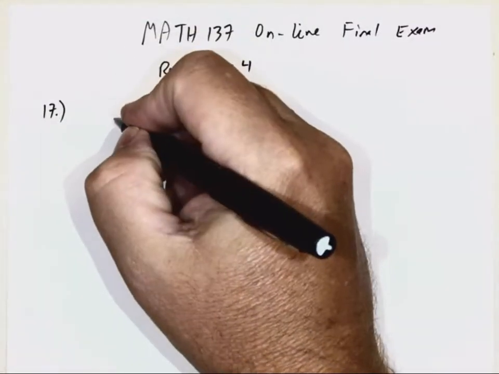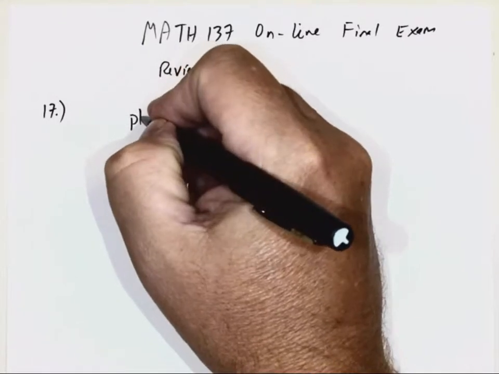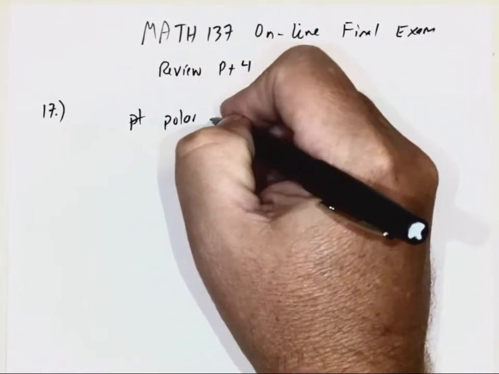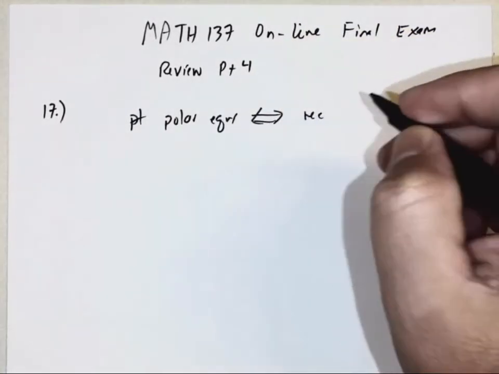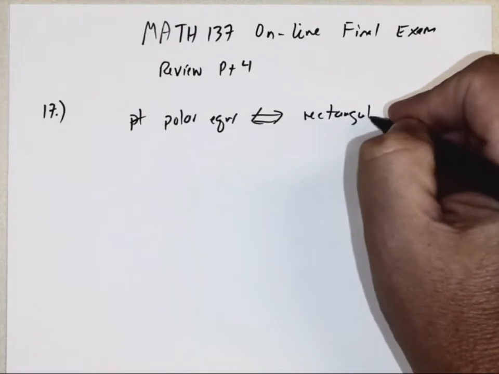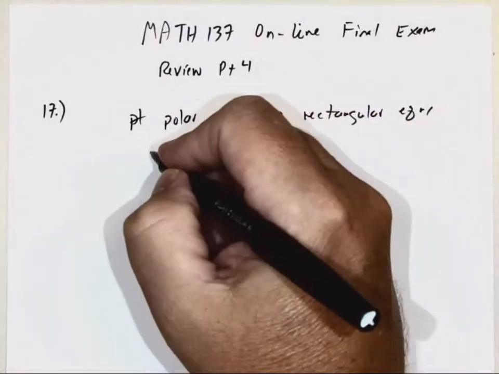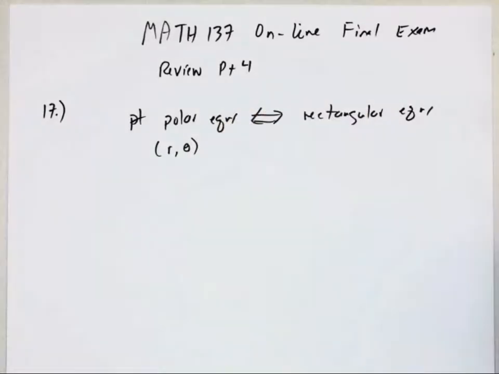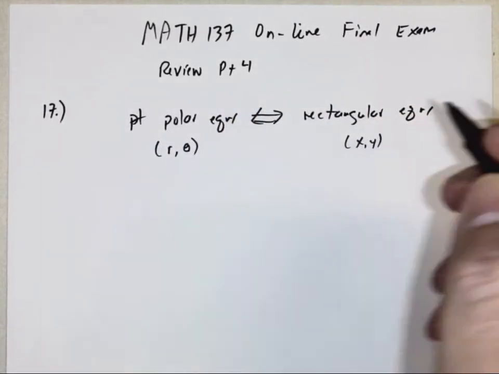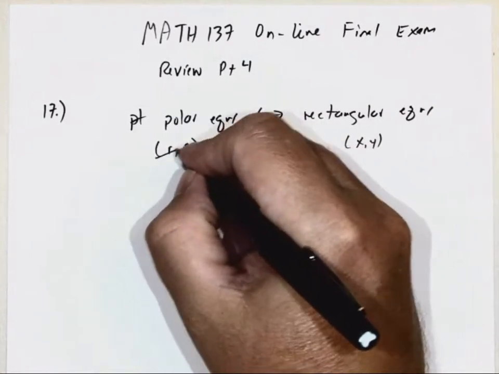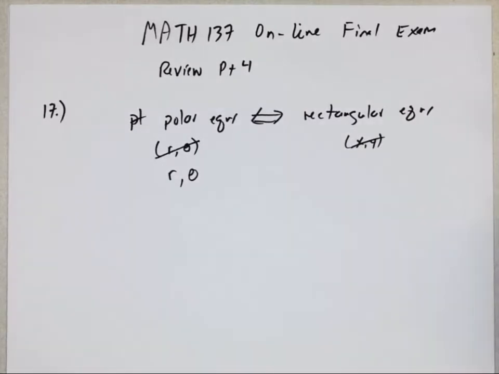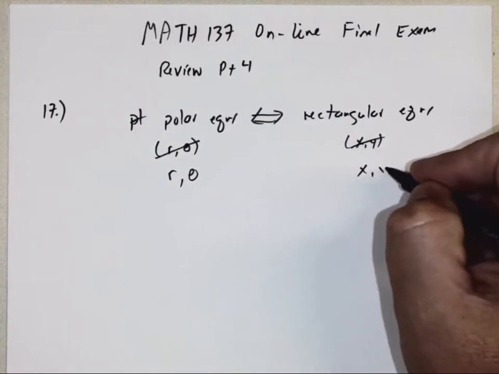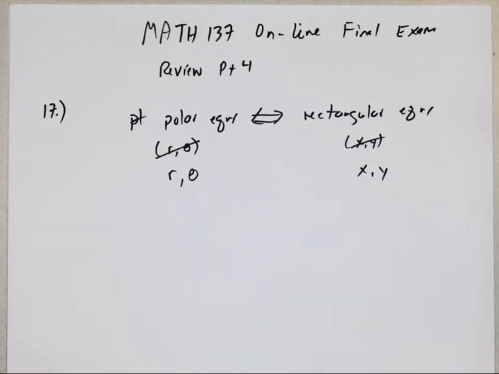we are going back and forth between polar equations and rectangular equations. Polar equations will have r and theta in them. You're going to have an equation with either or both r and theta, and a rectangular equation is an equation with either x and or y.